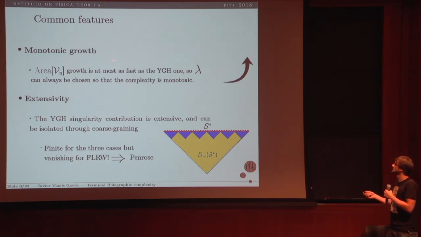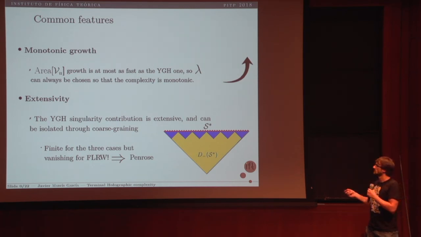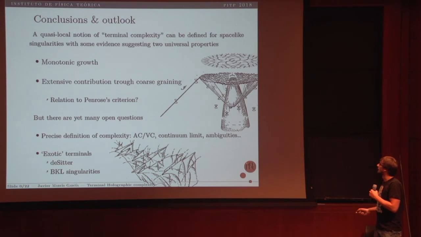The first common feature is that in all these examples, there is monotonic growth of complexity, meaning that singularities defined in this fashion always tend to increase complexity. And the second one is that there is a notion of extensivity, meaning that the Gibbons-Hawking piece can be isolated to some coarse-grained procedure of these singularity complexities. And when you calculate for all these examples, it gives always finite quantities, except for these Friedmann-Robertson-Walker complexities in which this term is zero, which reminds us again of this Penrose criterion that is supposed to distinguish between very symmetrical singularities and generic ones. So that was all.